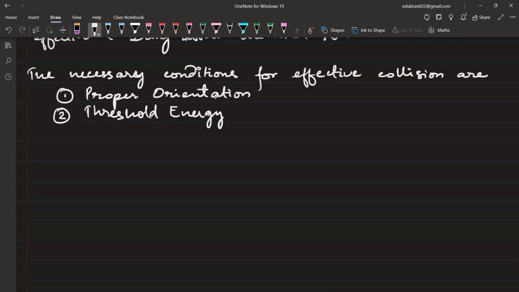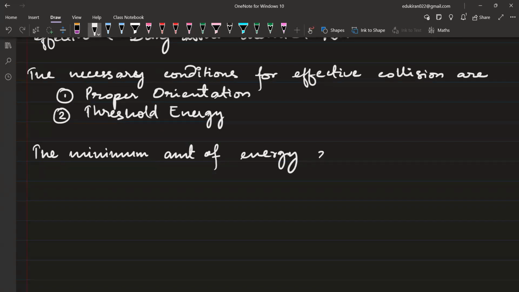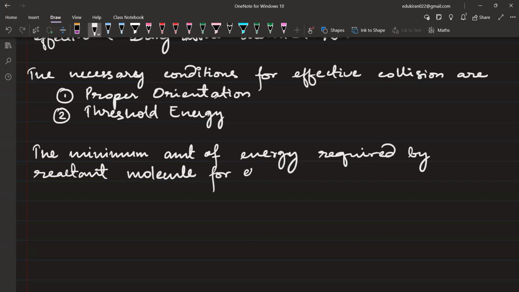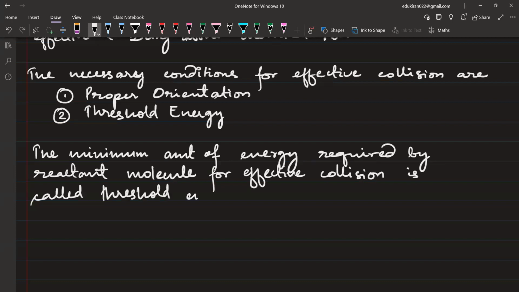अब प्लीज, व्हाट इज थ्रेशोल्ड एनर्जी? थ्रेशोल्ड एनर्जी का मतलब होता है, प्लीज राइट दिस विथ मी, the minimum amount of energy required by reactant molecule for effective collision is called threshold energy.